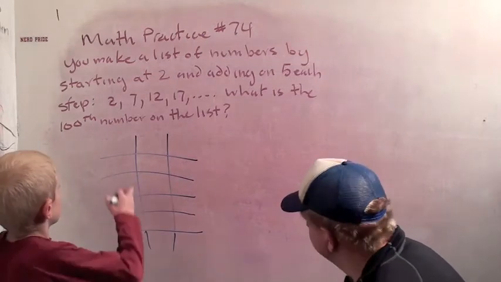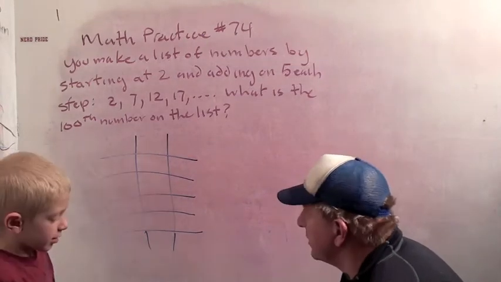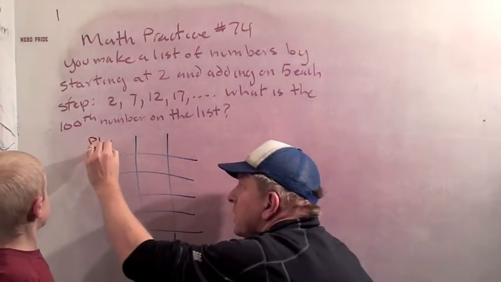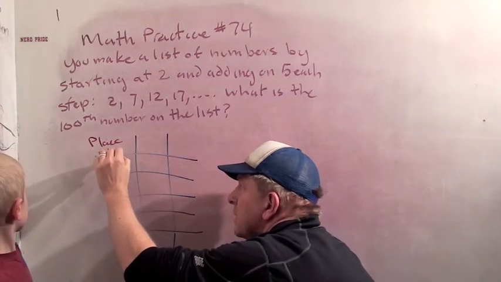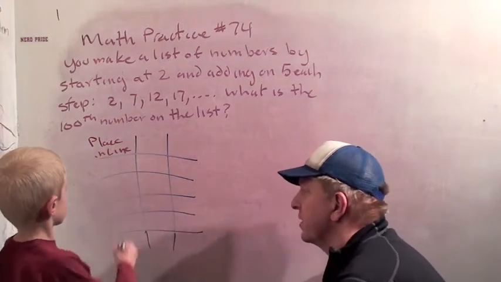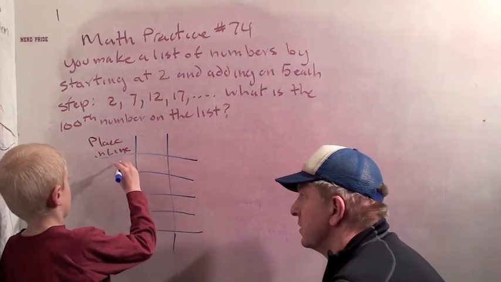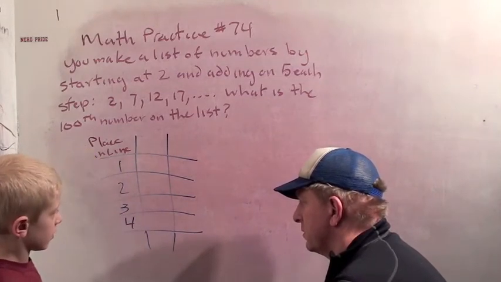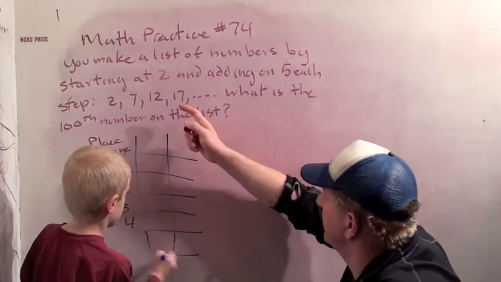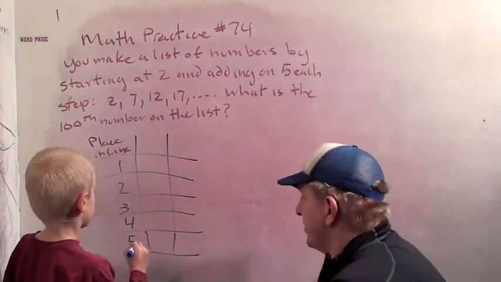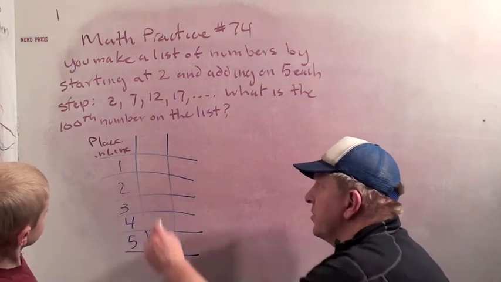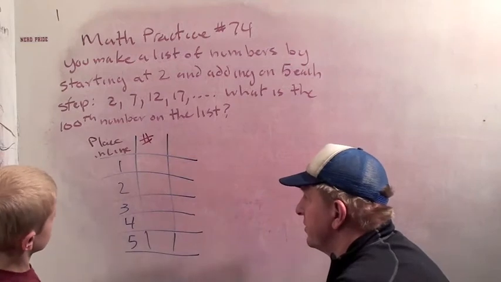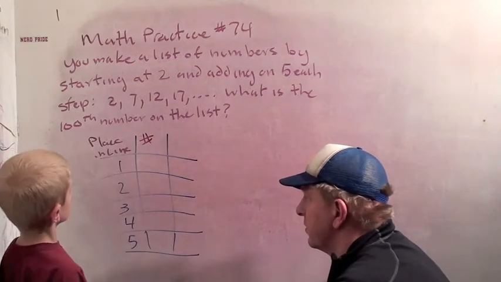Well, numbers in line. Okay, so the number, the place in line. And what numbers are going to go in that chart? There's going to be 1, 2, 3, 4. Maybe go up to 5, because I already wrote 4 numbers there. Okay, good. And then the number itself, right? All right. So what do you want to do now? You want to write down the numbers?